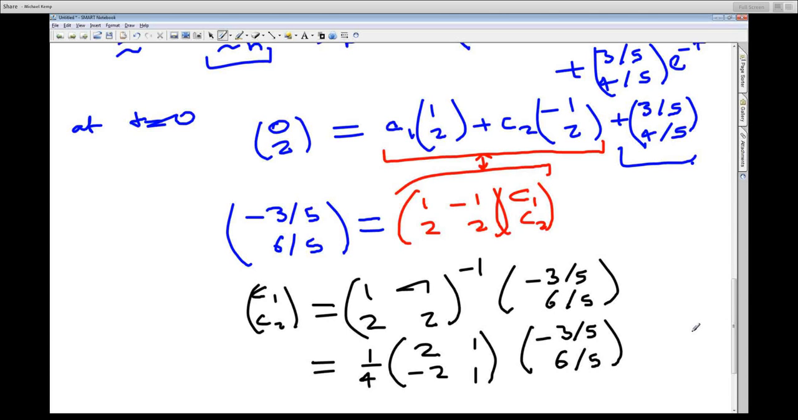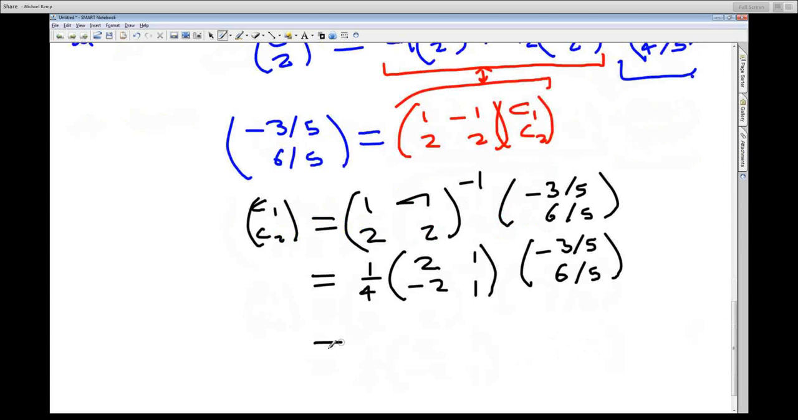If you don't know what some of the methods I'm doing, fire away, that's fine. So again, multiply, so you need 2 times minus 3/5 plus 1 times 6/5 gives you nothing. As a matter of fact, they just cancel out. Minus 2 times 3/5 gives you 6/5, plus another 6/5 gives you 12/5. A quarter of that would give you just 3/5.